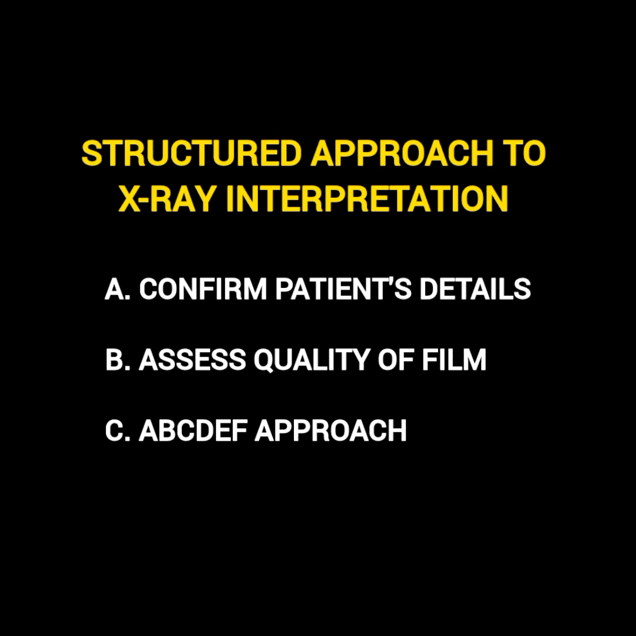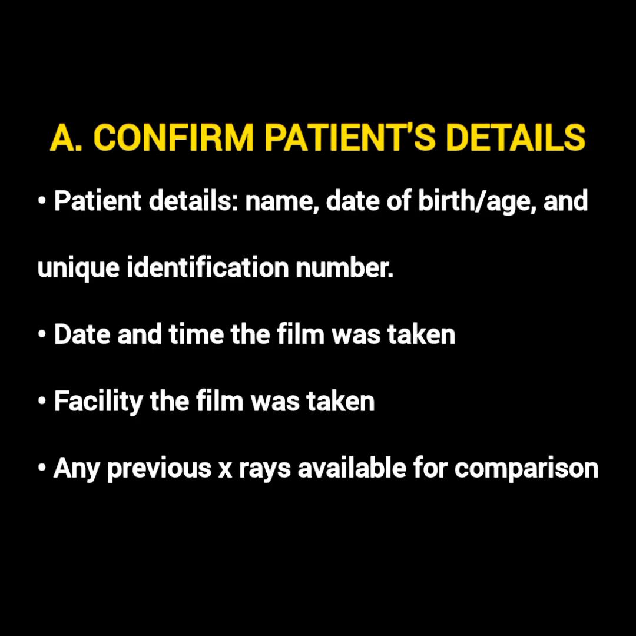In confirming the patient details, you begin chest X-ray interpretation by checking the following details on the chest X-ray: the name of the patient, the date of birth or age of the patient, and any unique identification number, the date and time the film was taken, the facility the film was taken, and also any previous X-ray available for comparison. You then assess the quality of the film.